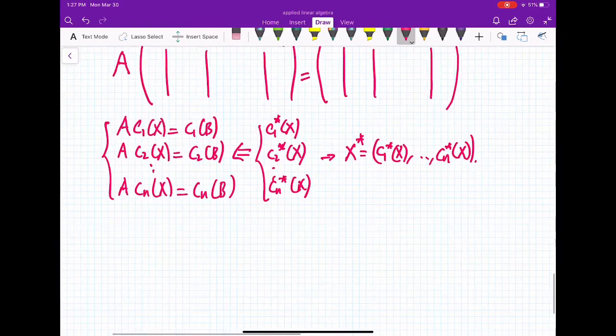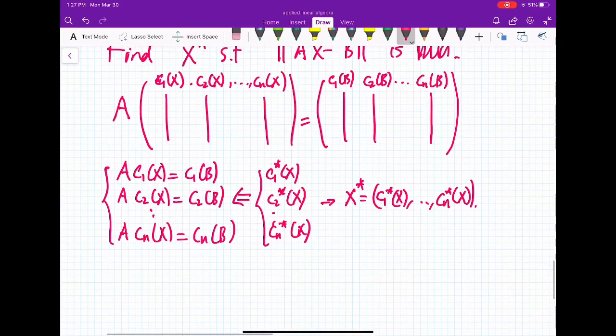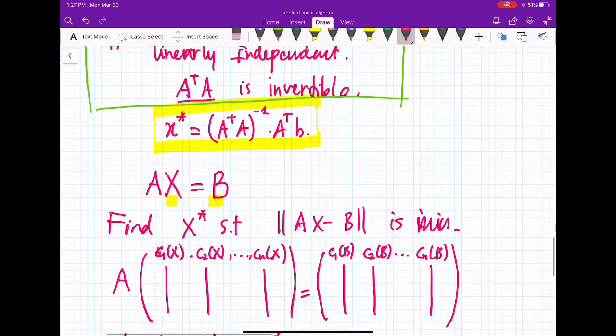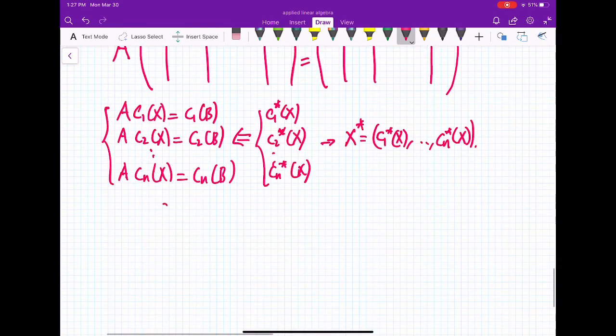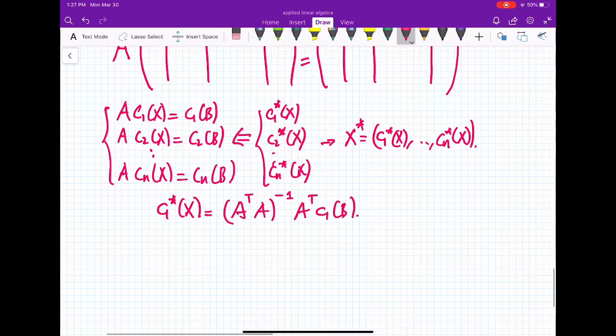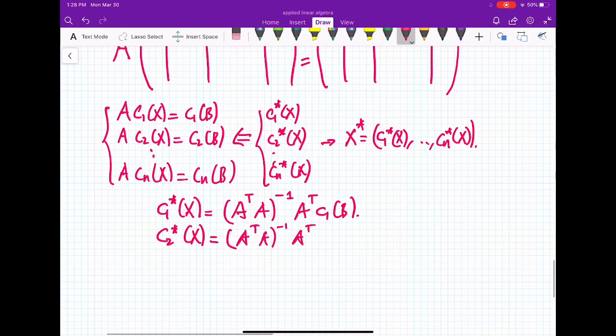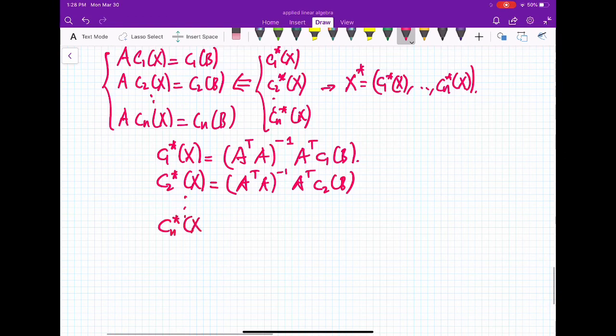And now let's explore this. How to find C1 of X star? By the previous formula right here, I can find C1 of X star equal to (A^T A) to the negative 1 times A^T C1B, right? And so on, C2 of X star equal to (A^T A) to the negative 1 A^T C2B, and so on. We have Cn of X star equal to (A^T A) to the negative 1 A^T CnB.